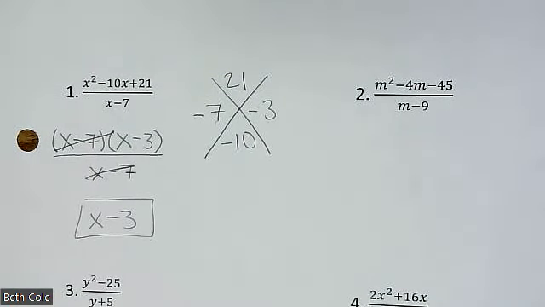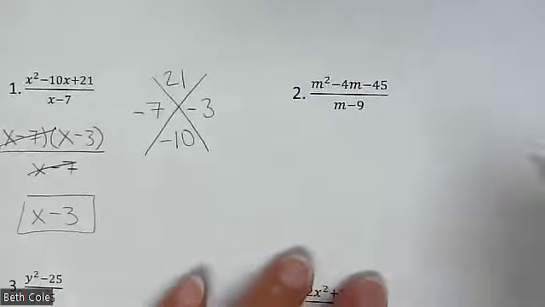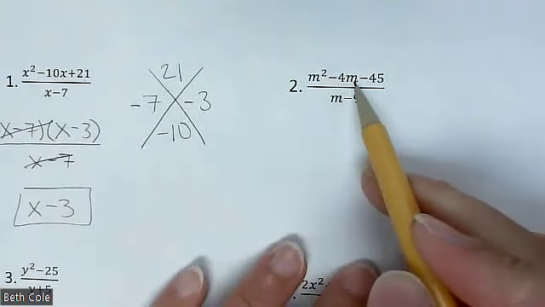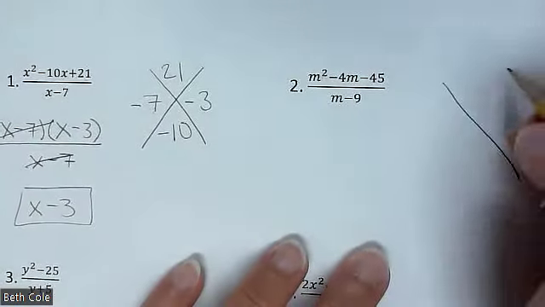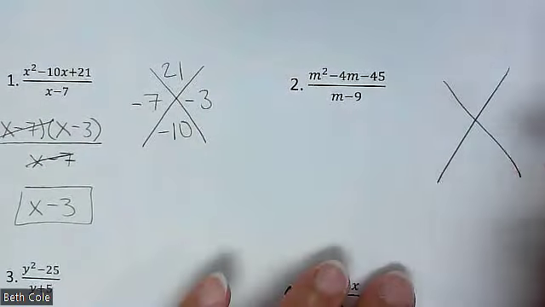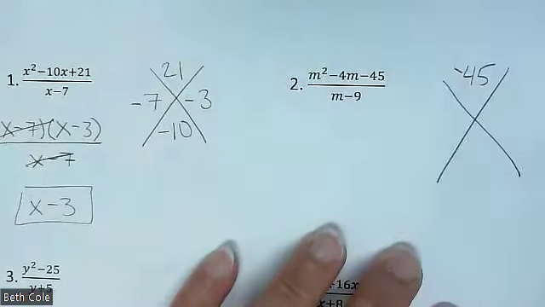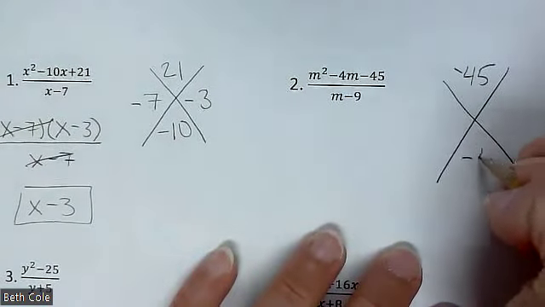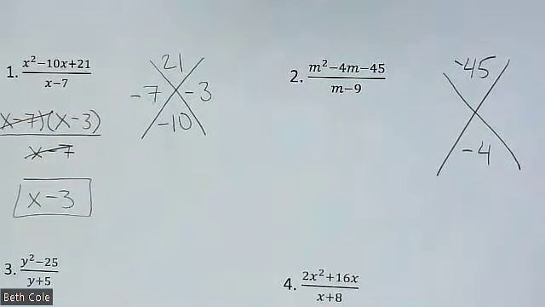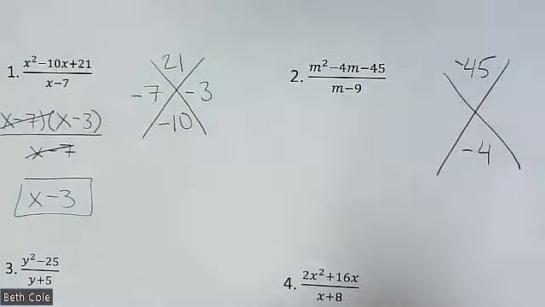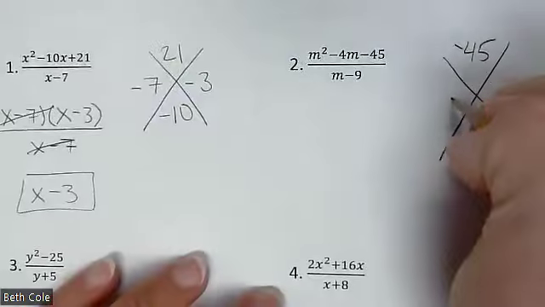Let's try it again. Do you see how this is a trinomial? All right, you're going to draw your x. What goes on the numerator? -45. And then -4. Now, hold on. Don't worry about the negatives. You just want numbers that multiply together to be 45. It would be 9 times 5.